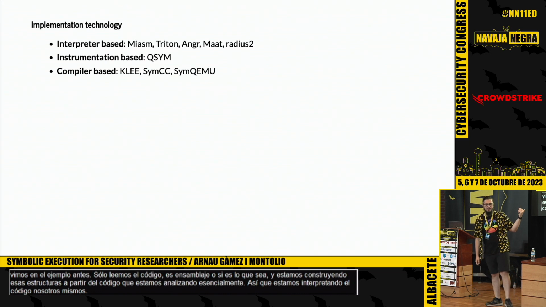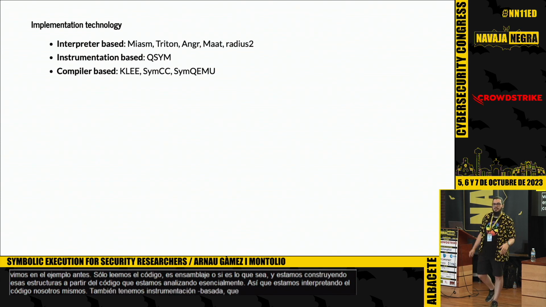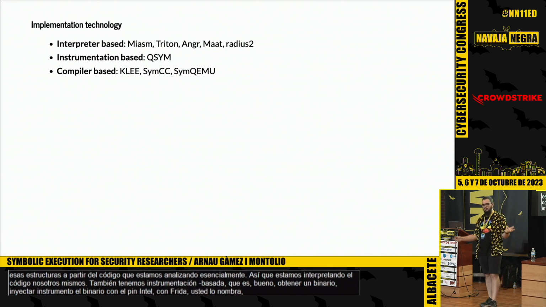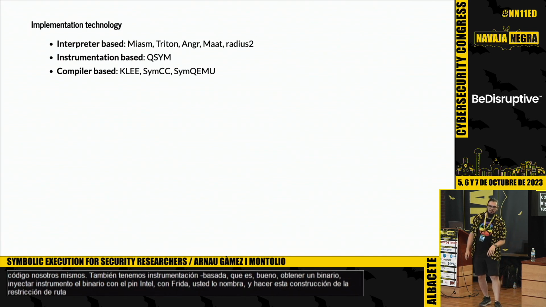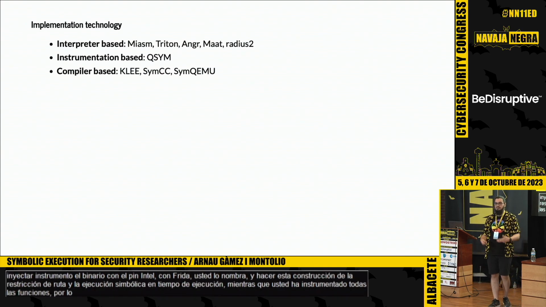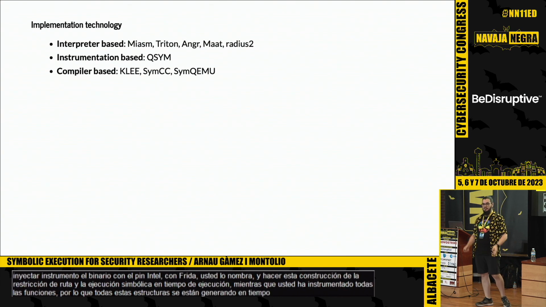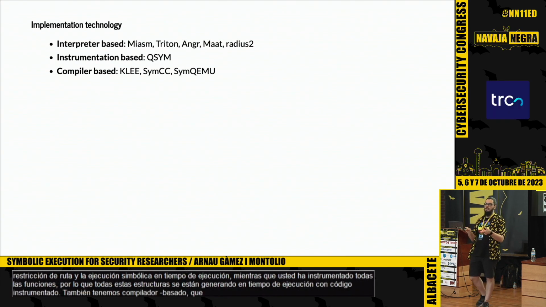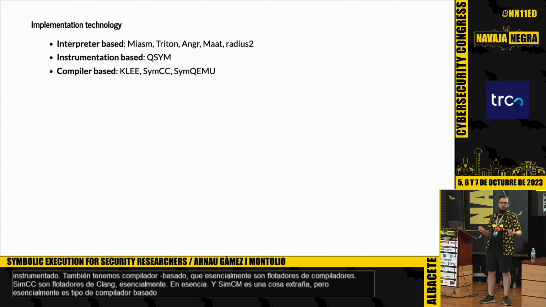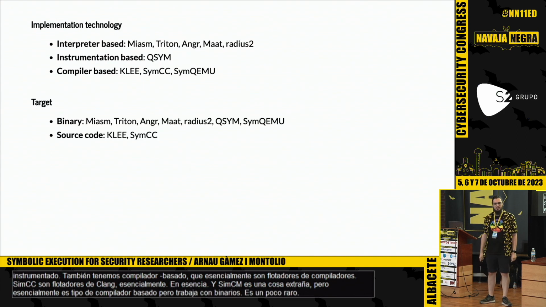And we also have compiler-based, which essentially are forks of compilers. KLEE and SymCC are forks of Clang, essentially. And SymQEMU is a weird thing we won't really cover, but essentially it's kind of compiler-based, but works with binaries. It's a bit weird. We can talk about that afterwards. And compiler-based, the only thing that they do is a fork of a compiler, a fork of Clang that plugs all this reasoning to generate the state map, the path constraint, and the symbolic reasoning into the binary itself at the compilation process. So you have that for free when you end up generating your binary.